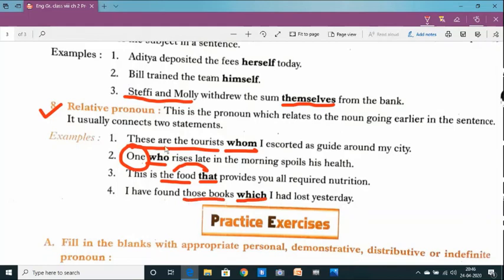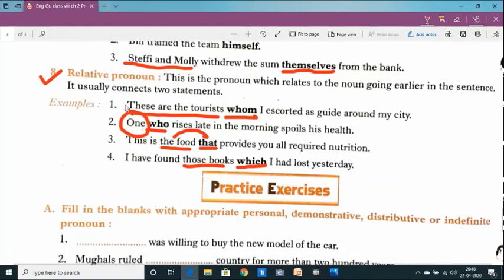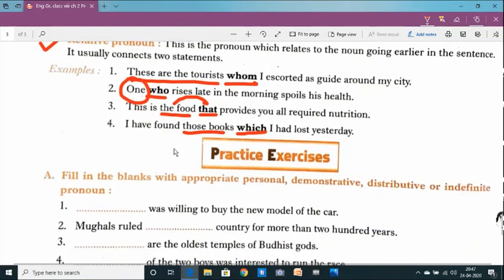Here one thing the book has not given: who has come for persons. Who or whom is used for living things, which is used only for non-living things, and that is common; it is used for both.